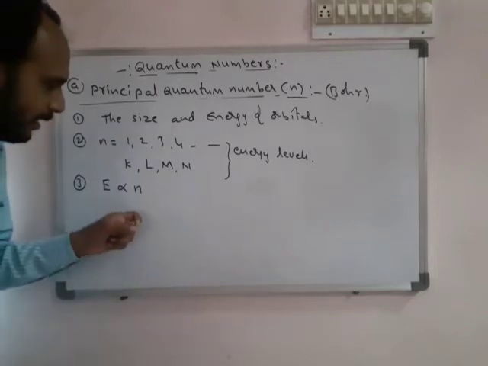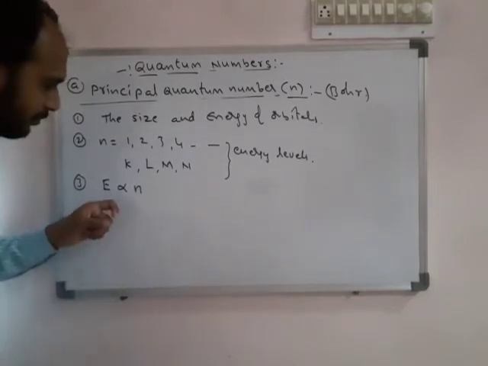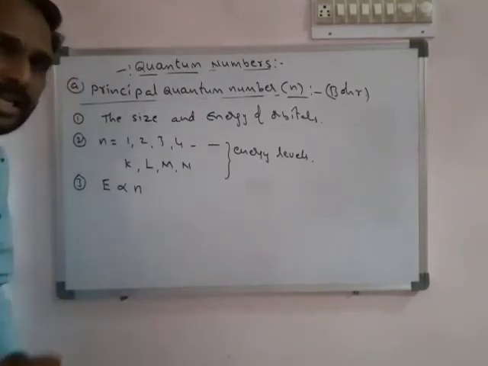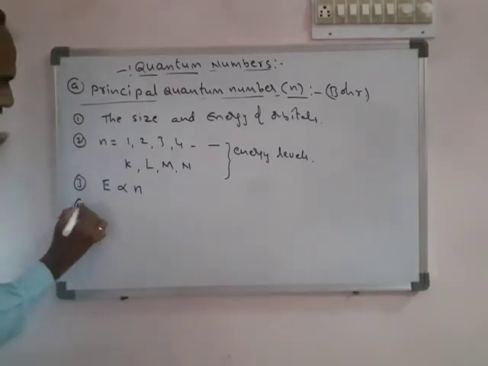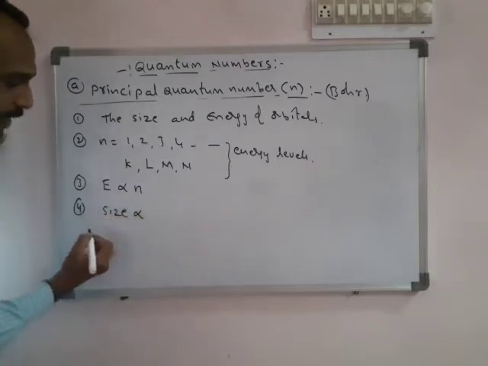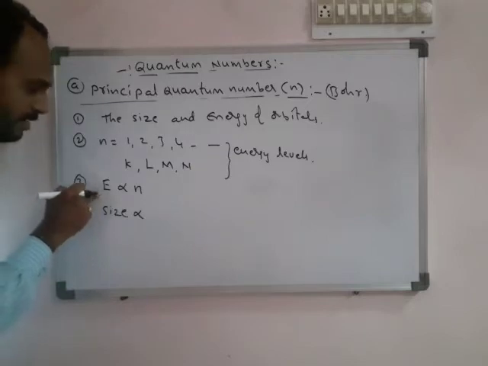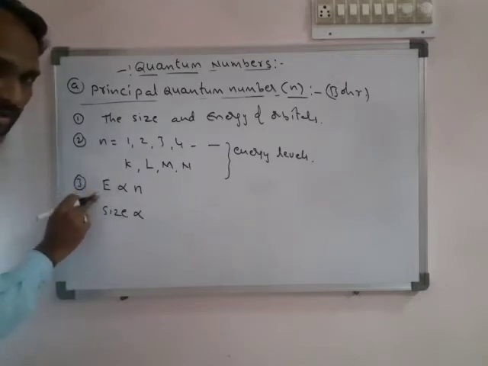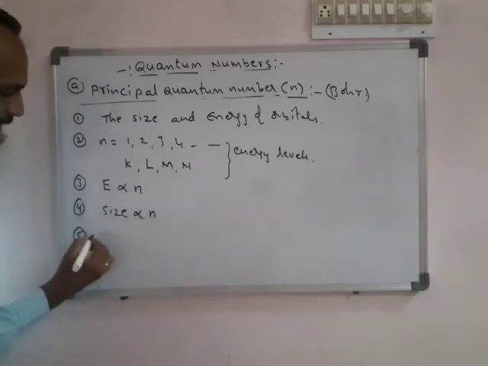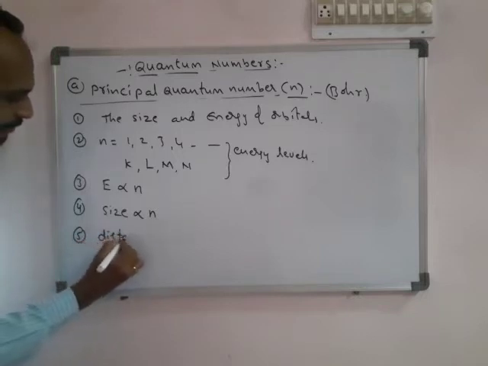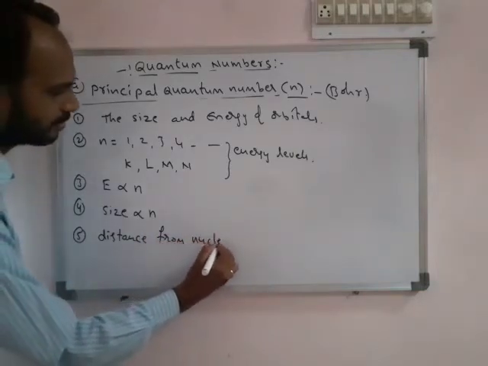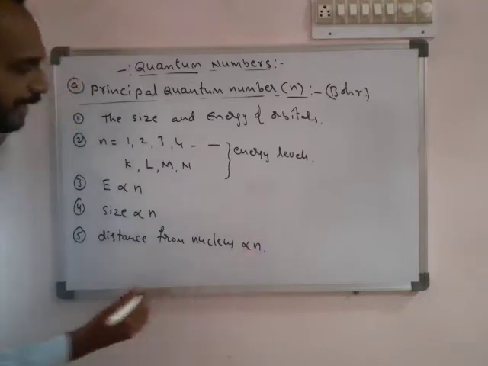The electron which is present in the n equal 2 level is having more energy compared to the electron present in n equal 1. And the size of the orbital, not only the electron's energy, or we can say energy of orbital or energy of electron, both are equal. Size is also proportional to n. Next, distance from the nucleus is also proportional to n.